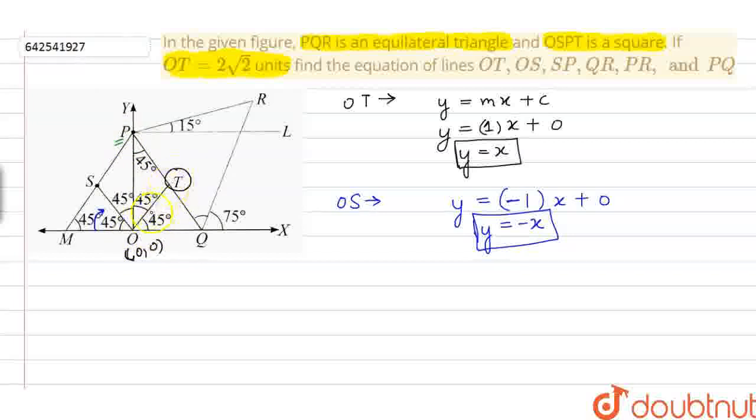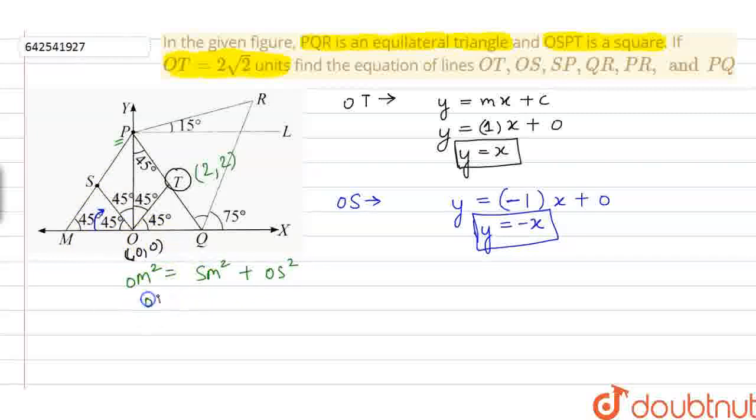We know that we have the equation of OT and we know that the distance of point T from O is 2√2 units, so we can say that the coordinates of point T come out to be 2, 2, right? Now after that, we know that in this triangle OSM, we can say that OM square is equal to SM square plus OS square. Why? Because this triangle is a right angle triangle and the hypotenuse is OM, right?